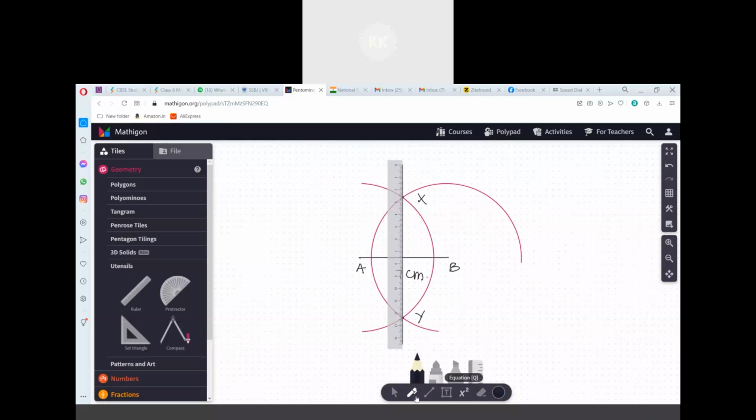Is it a line segment or a line we have to draw? It has to be a line, so two arrow marks I have to take. When you complete this, we get a point here. Let me name this point as M, to indicate that it is a midpoint. It means that the length of AM will be equal to the length of MB, which is equal to half of AB.